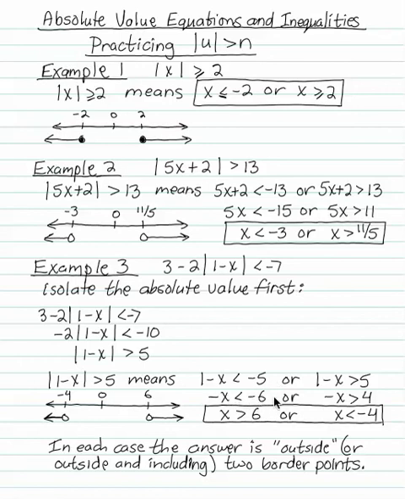I'll subtract 1 from both sides in both of these smaller problems, but then when I divide by negative 1 to isolate my x, notice I have to reverse the inequalities. I still have an outside answer. Either x is less than negative 4 or x is greater than 6.